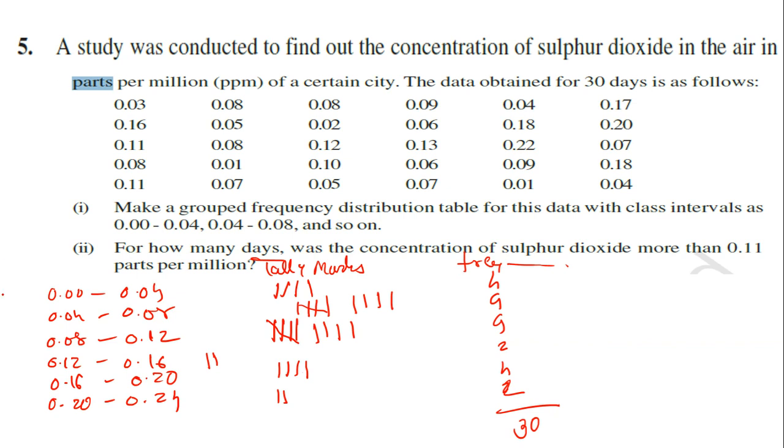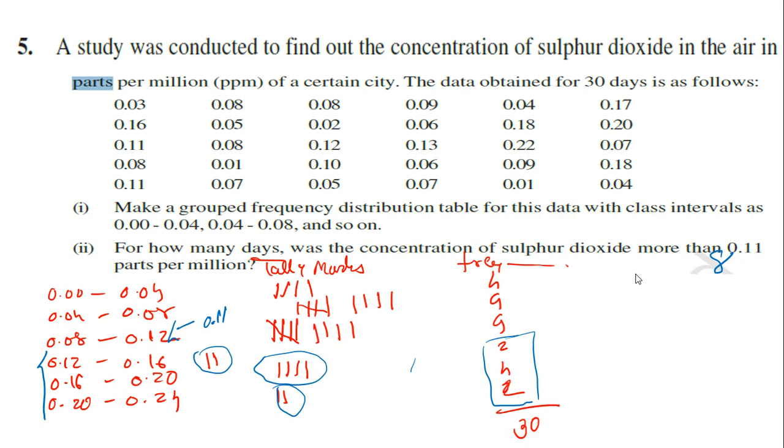Because up to here, if you see, up to here, that is 0.11. Okay, up to here that is 0.11, and from here 0.12 and so on started. So here 2 you can see, here 4, and here 2. How many? 8 are there. So here your second answer will be 8. 8 days there are more than 0.11 parts per million sulfur dioxide.